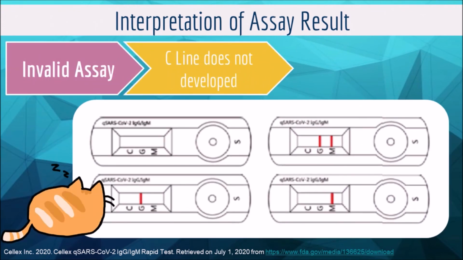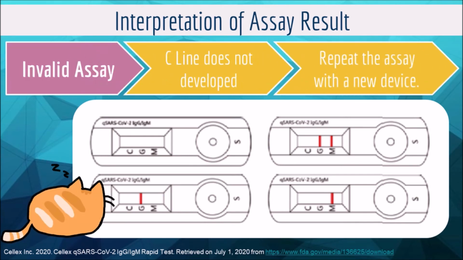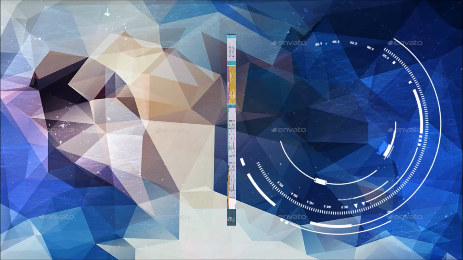For an invalid assay, the C line does not develop. So even though the G line and M line are seen, if the C line is not present, then the result shall be considered invalid. What we need to do is to repeat the assay with a new device.